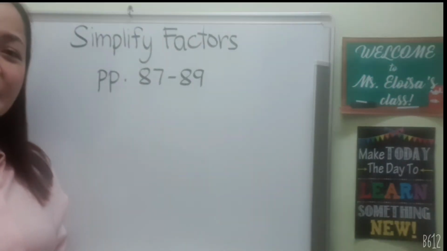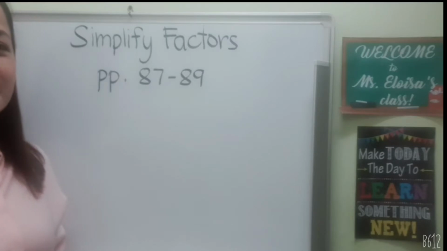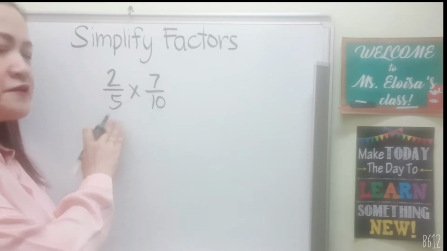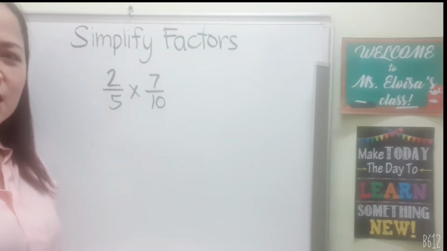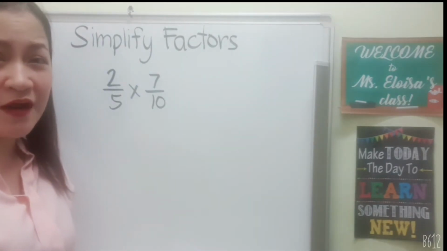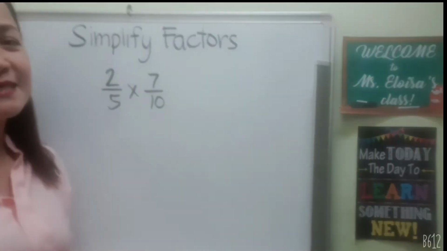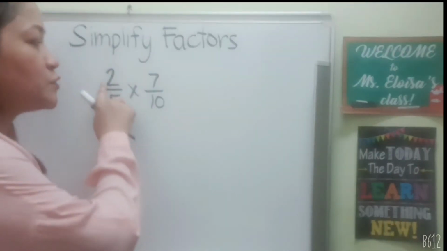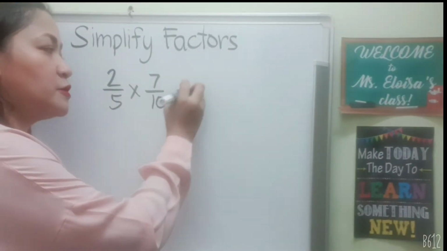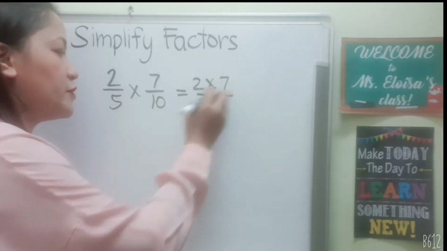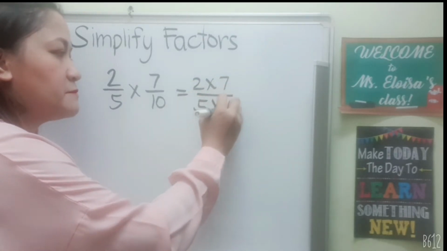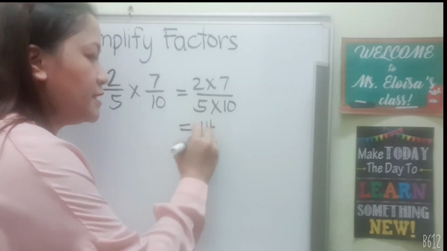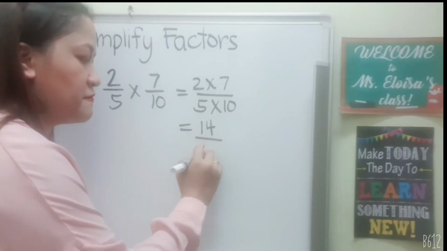So, it's now time to get your book and open it on pages 87 to 89. We have here 2/5 times 7/10. Do you still remember how to multiply fractions? We will use that as our first method to solve this problem. So that will be 2 times 7 because we will multiply the numerators over 5 times 10, that means multiplying the denominators. 2 times 7 is 14, 5 times 10 is 50.